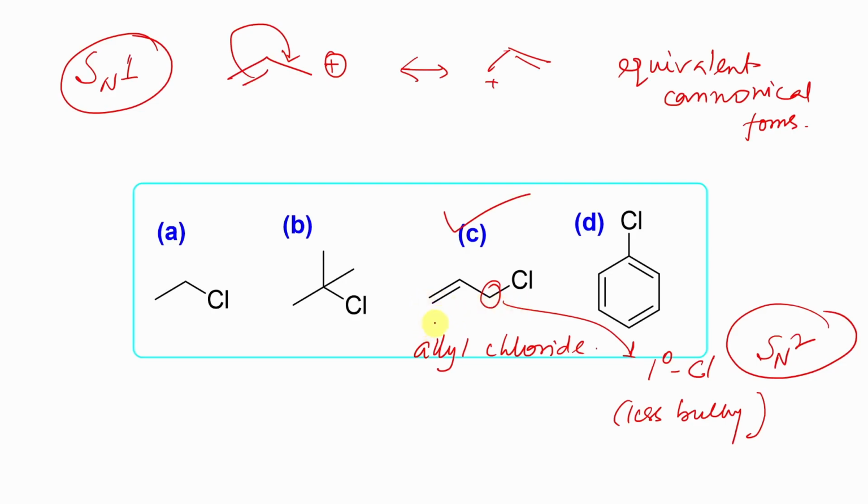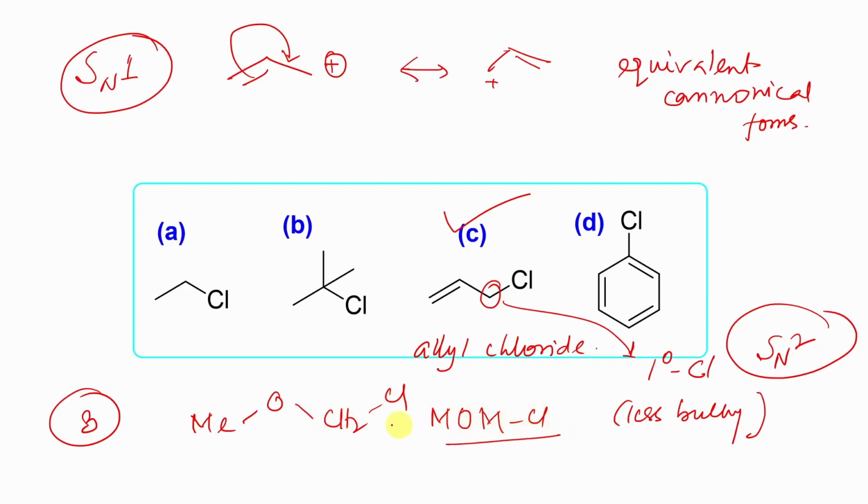By the way, students, based on my knowledge, there are three molecules. One is this allyl chloride, second is methoxy methyl chloride, sometimes called MOM chloride, and another substance is benzyl chloride. These three substrates show both SN1 and SN2 efficiently. I made a dedicated video on this topic. I shall share the link in the description box as well as the I button. Please visit, it's very interesting to learn.